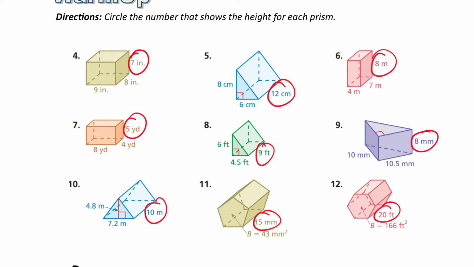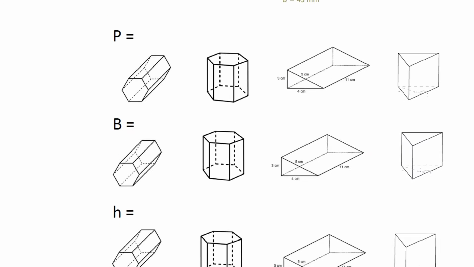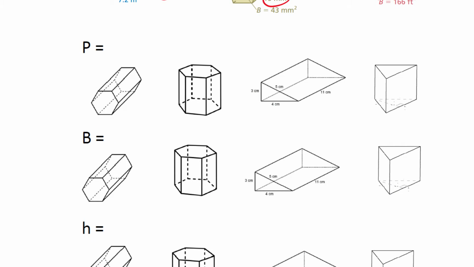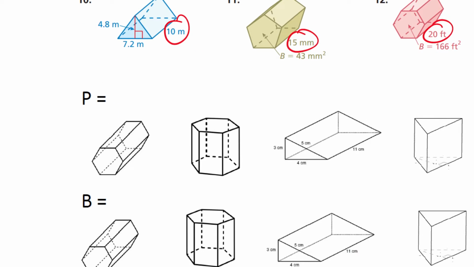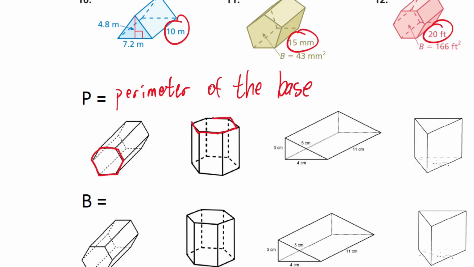And 12? 20. Okay, so today what we're doing is we're basically just doing the same stuff we've done this whole week. We're kind of just putting it all together, though. Okay, what does the capital P stand for in our formulas? It stands for perimeter of the base. So like on this one, we're looking for the perimeter of this hexagon. On this one, the perimeter of this hexagon. On this one, the perimeter of that triangle. On this one, the perimeter of that triangle.